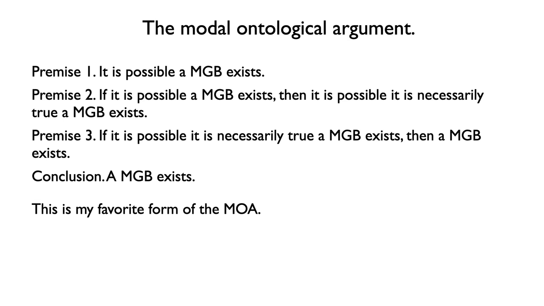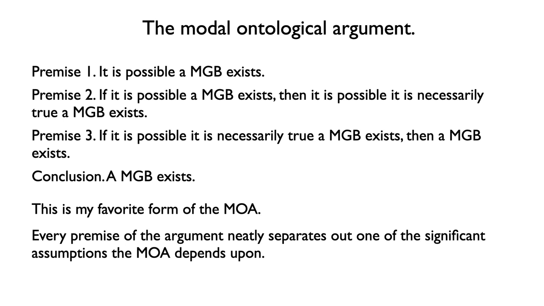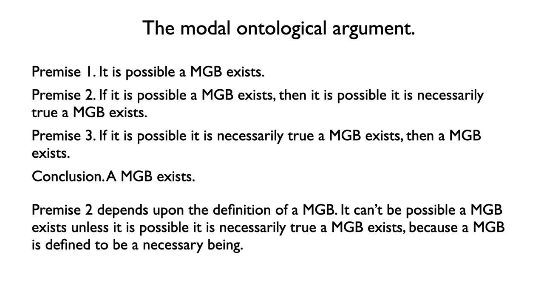So this is my favorite form of the modal ontological argument. The reason for that is every premise of the argument neatly separates out one of the significant assumptions the modal ontological argument makes. The second premise depends upon the definition of a maximally great being. It can't be possible a maximally great being exists unless it is possible it is necessarily true a maximally great being exists, because a maximally great being is defined to be a necessary being. So existing necessarily is one of the required properties a being must have to be a maximally great being.